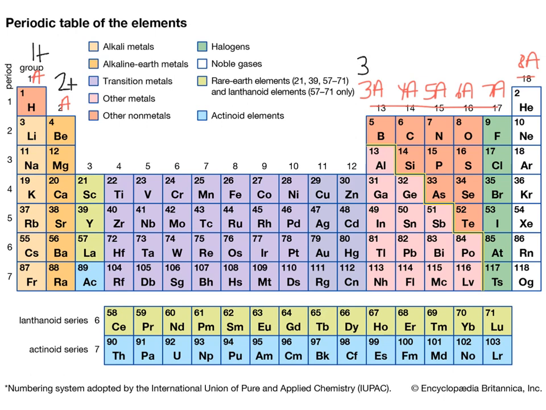A +3 charge for group 3A elements. We skip 4A. 5A elements, they have 5 valence electrons, and so they will gain 3 electrons to bring that up to 8 for that octet rule. -2 charge for group 6A, -1 charge for group 7A.